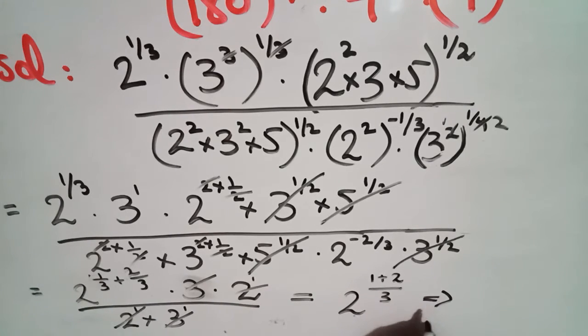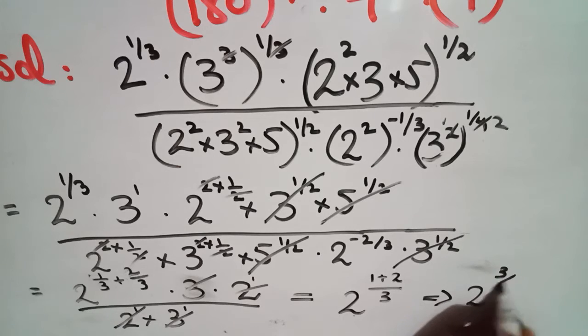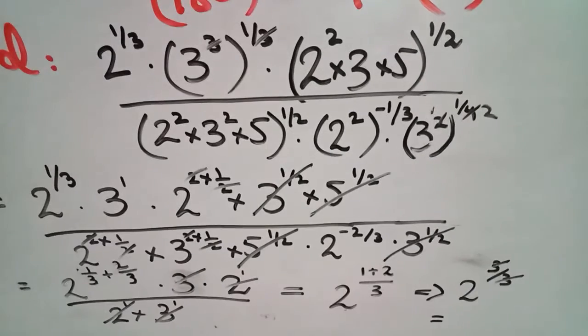It will become, this is the next step here, 2 raised to power (2 plus 1) by 3, 3 by 3. Okay, so by cutting it, your answer will be just 2 raised to power 1 if you want to write, or by cutting you have the answer 2. I have mentioned here that the answer is 2. You can check from the book.